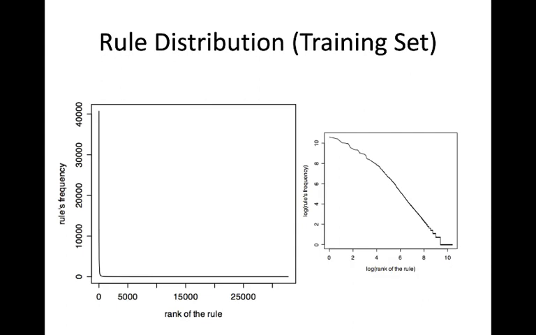So this shows what the distribution of rules looks like. You have a very few rules with very high frequency, and it drops off precipitously. And then you have a long tail. And if you look at this in log space, then you see it's like this.